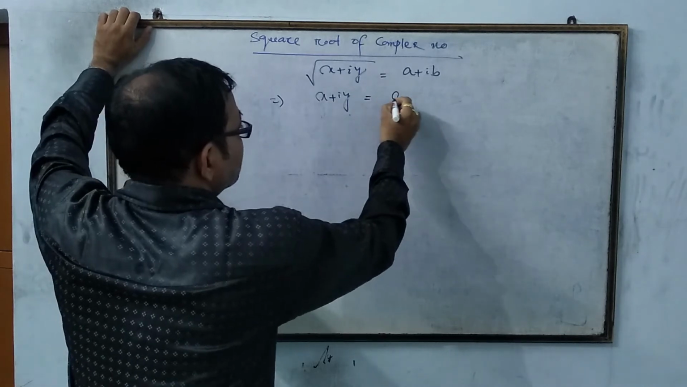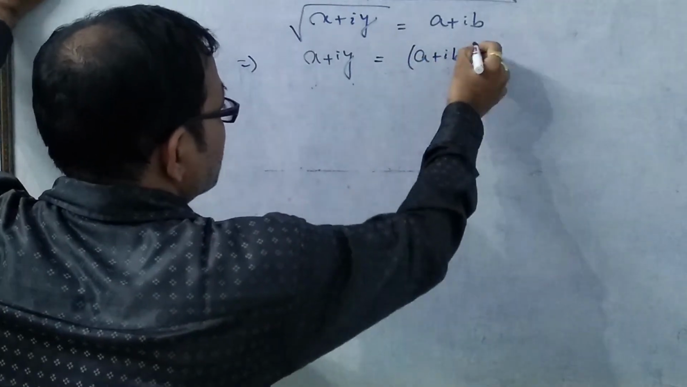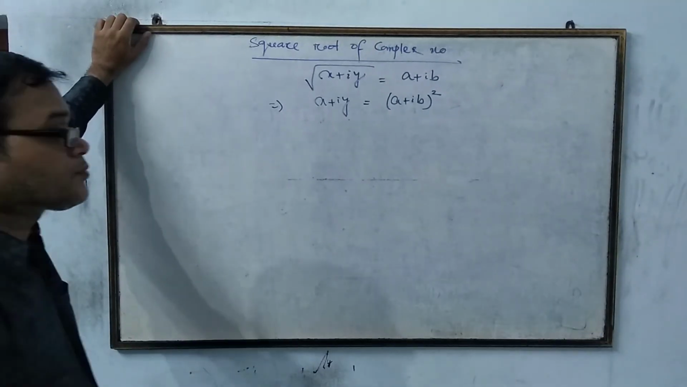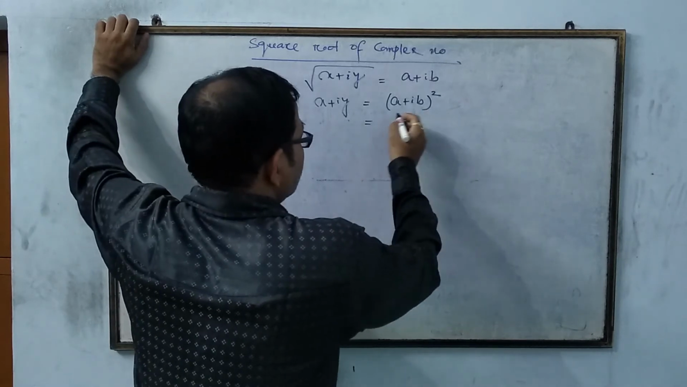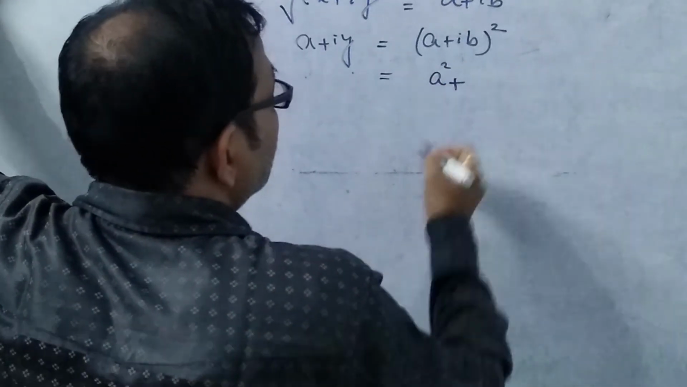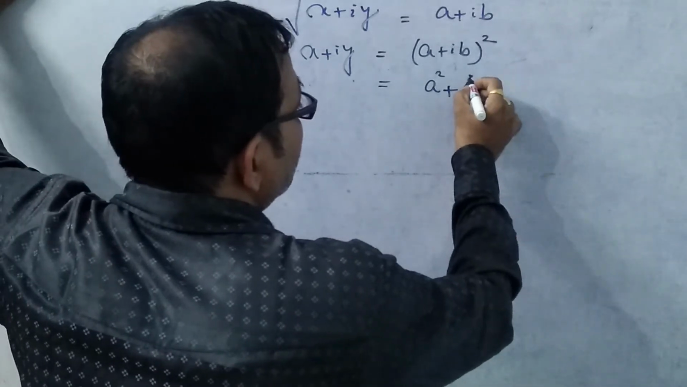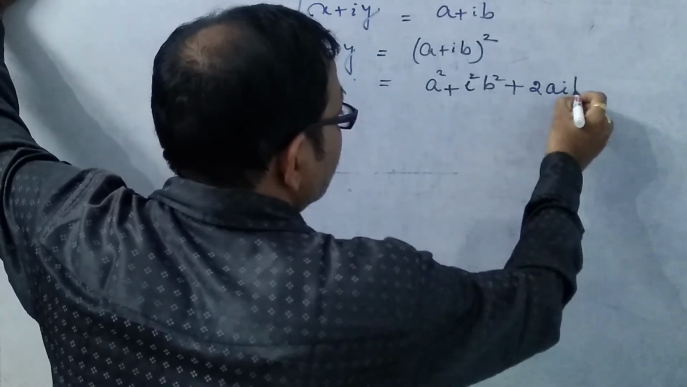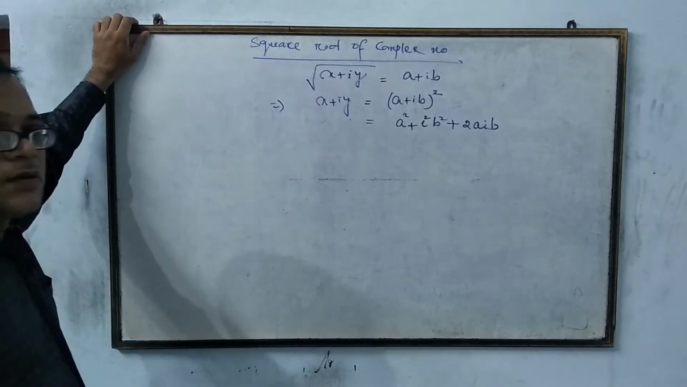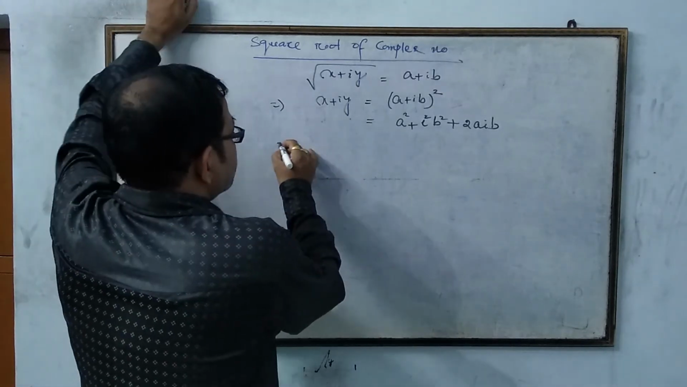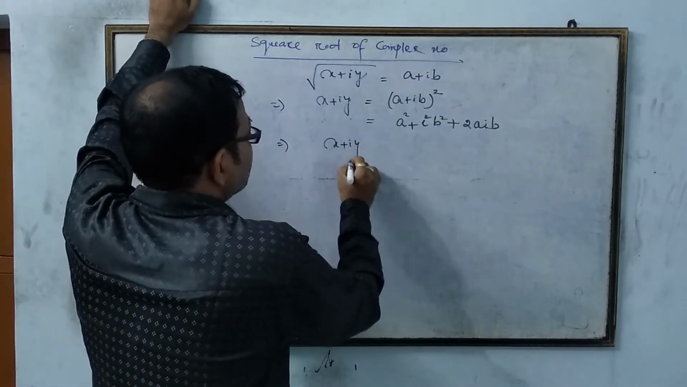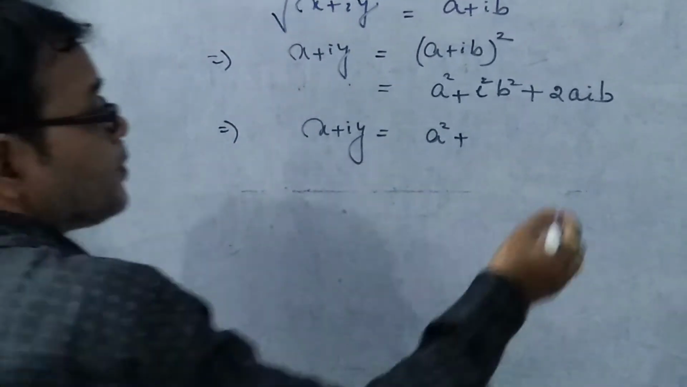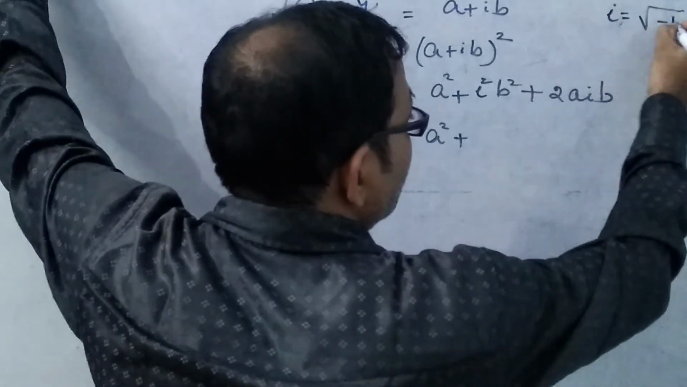Squaring both sides, if I square both sides, then x plus iy is equal to (a plus ib) whole square. (a plus ib) whole square is a square plus i square b square plus 2aib. Its value is x plus iy is equal to a square plus i square, which is minus 1, because we know i is equal to root over minus 1.